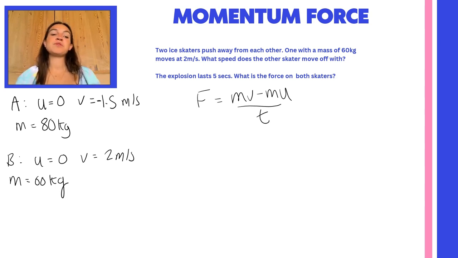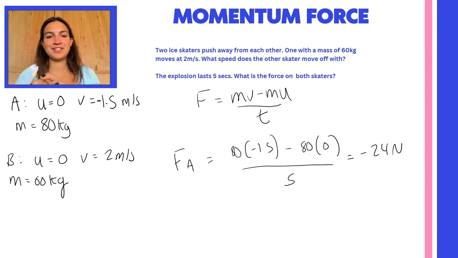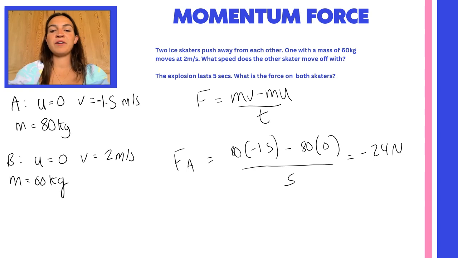So let me do the force on skater A first. I'm just going to take all that information and place it in the correct part of my equation. Force on A: their mass 80 times minus 1.5 minus 80 times 0, all divided by 5, is minus 24 newtons. Okay, and that minus sign just tells me the direction that the force is acting in.